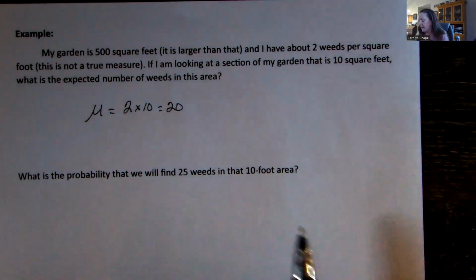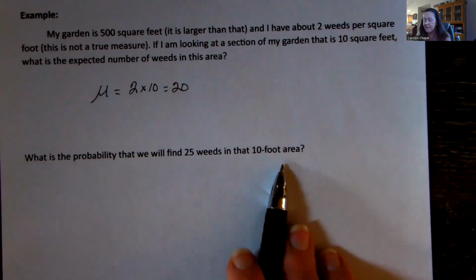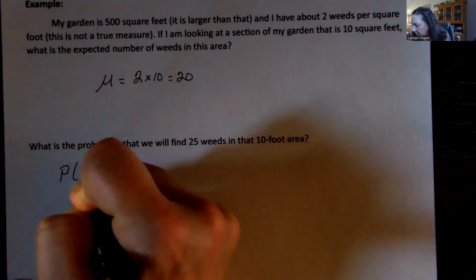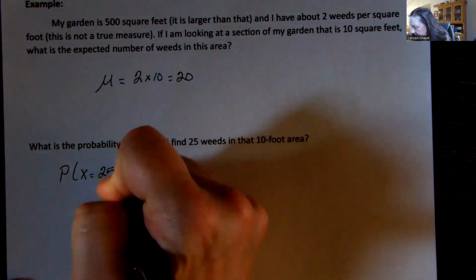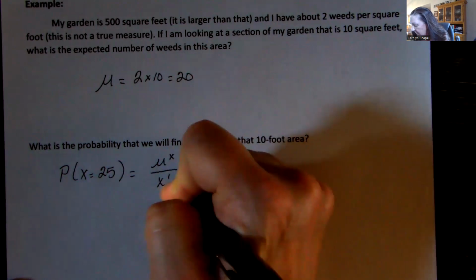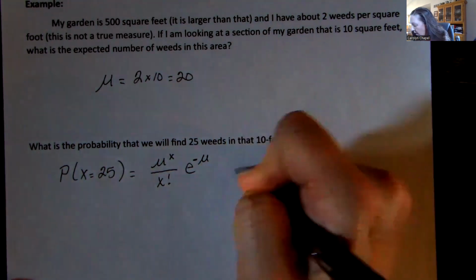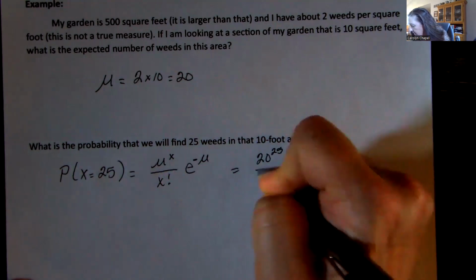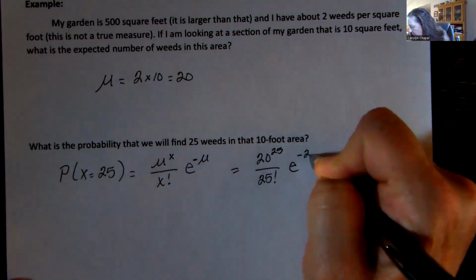Now, my next question then is, what is the probability that we get 25 weeds in that 10-square-foot area? And I'm going to use our new formula since we've already calculated the mean, and we're looking for 25. It's our mean raised to the x over x factorial times e to the negative mu, where our mean was that 20: 20 to the 25th power divided by 25 factorial times e to the negative 20.